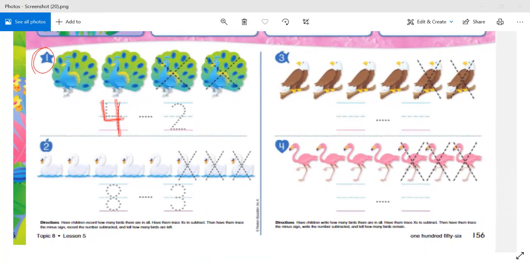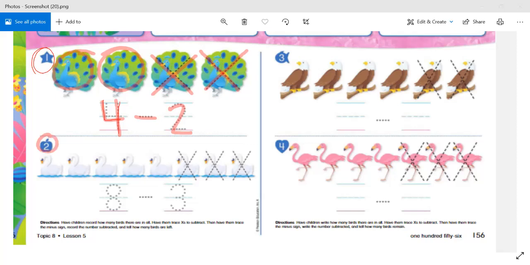And we have 2 that go away. So let's trace these X's that show 2 going away. Over here, we're going to trace the 2 because they're going away. If we remove 2, that means we subtract. So we use the minus sign. 4 minus 2 leaves us with how many peacocks? 2. 1, 2. All right, let's look at number 2.